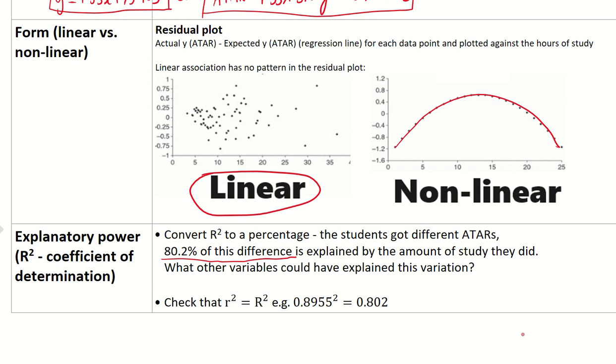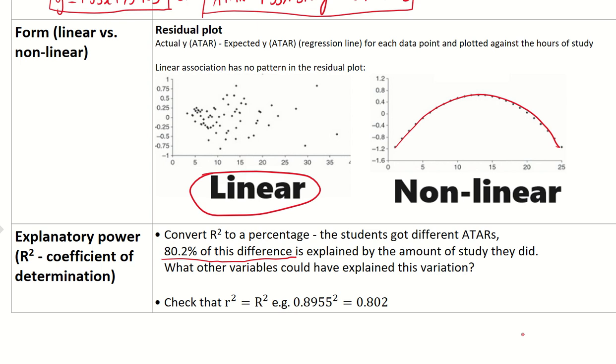Okay, so you might think, well, what about the other 19.8%? That could be a variety of things. Could be what primary school they went to. Could be do they need to do lots of part-time work? Do they prepare well for exams? General ability, things like that. Okay, so you can obviously have a discussion about that.